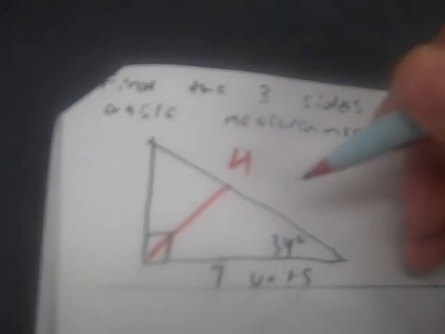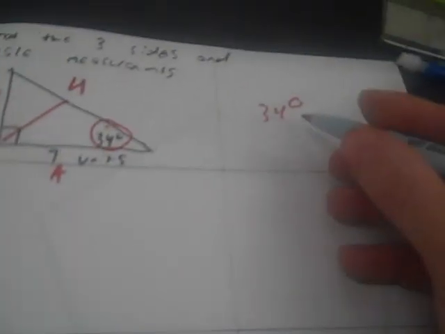Okay, find the 3 sides and 3 angle measurements. Here are my sides, and I only know one of them, so that's H. And it's not a 30, 60, 90. It's not a 45, 45, 90, so you got to use O, A, and H, and then your sine, cosine, tangent. So 34 degrees is my reference angle, and that's O, and then A is 7. So I know A is 7. If I'm doing O, A, and H, I need to put 1 and then the degrees in parentheses on top of the 1.